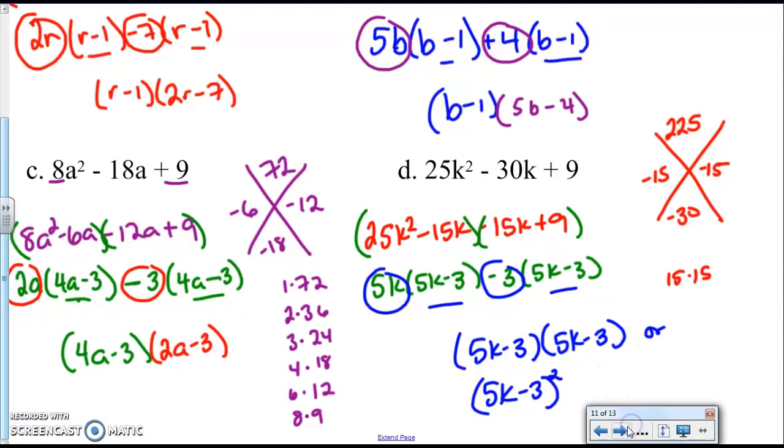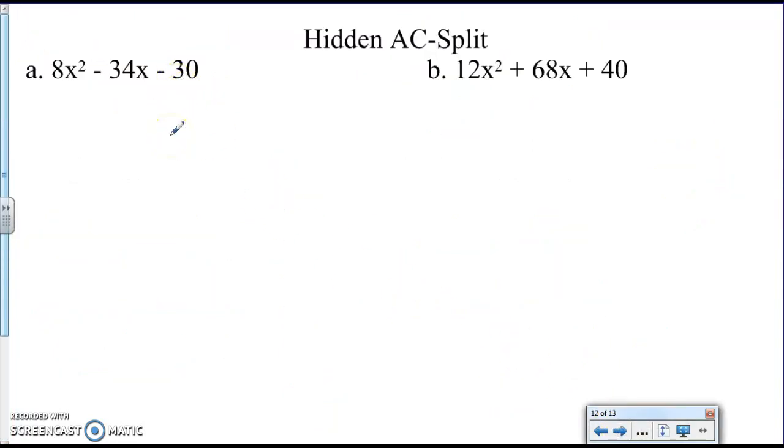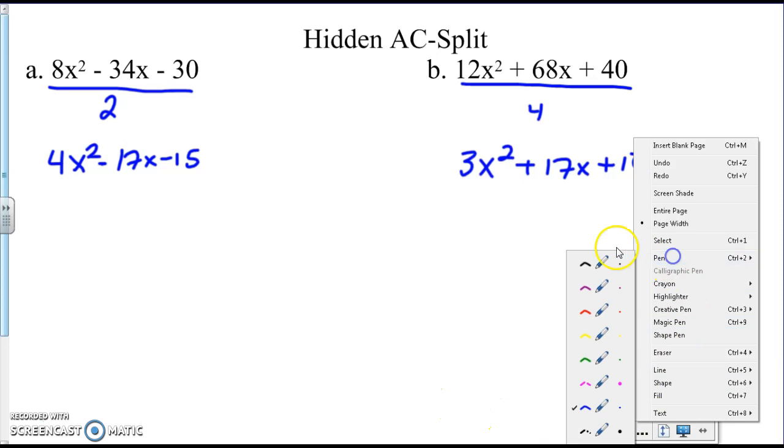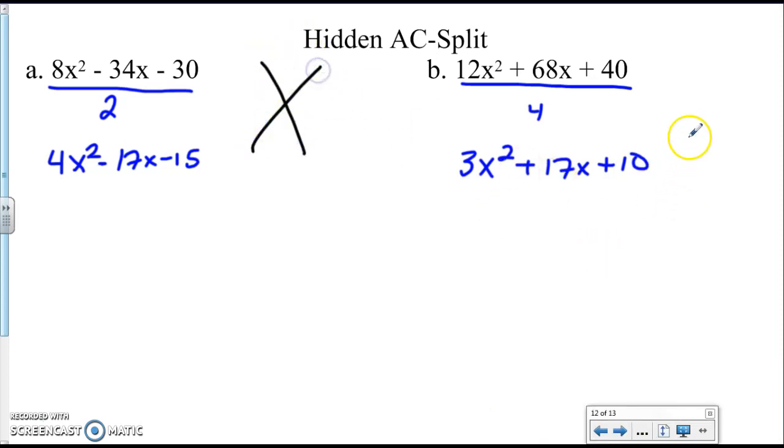So the only other thing we need to talk about then are hidden AC splits, and what you need to do is make sure you divide first. So my GCF here is 2, so if I divide everything by 2, I'm left with 4x squared minus 17x minus 15. If I divide everything by 4 here, I get 3x squared plus 17x plus 10. Okay, so once I've done that, now I can make my x's and do my AC split.